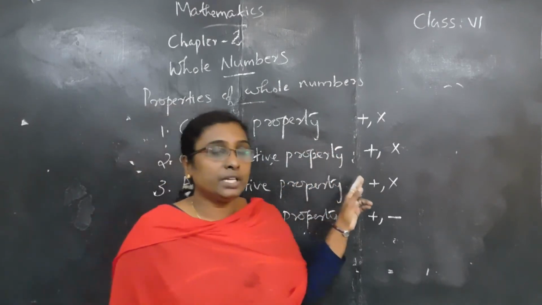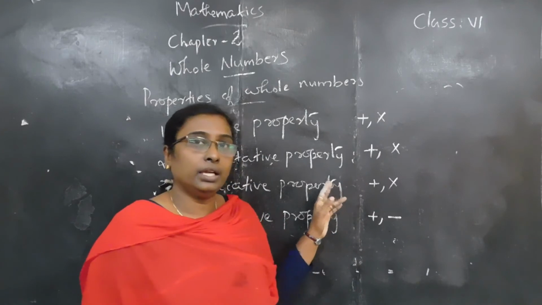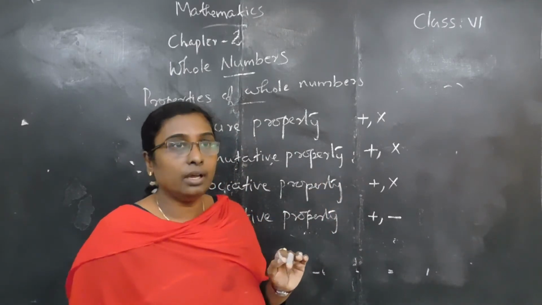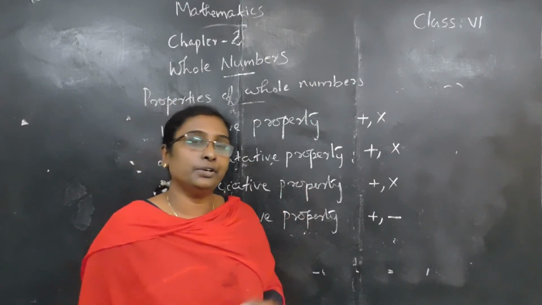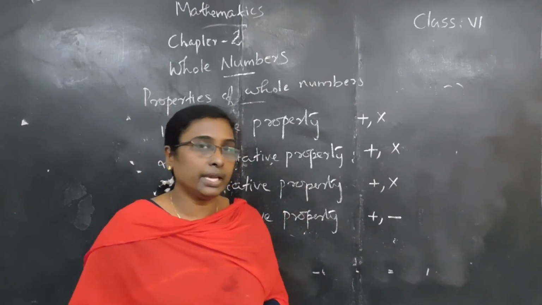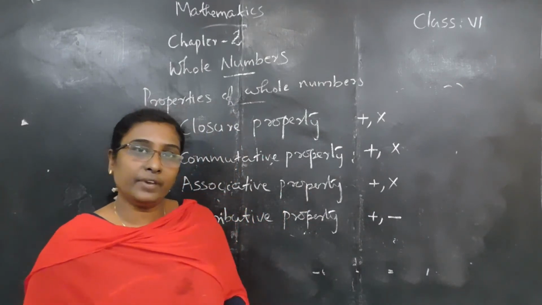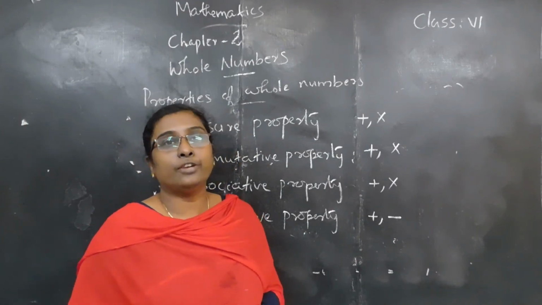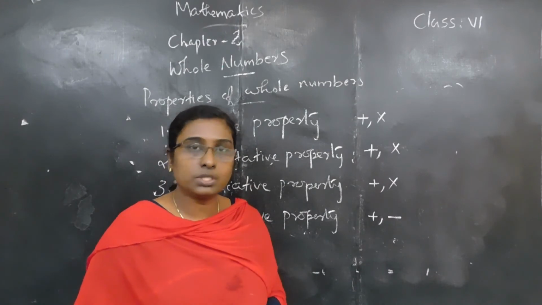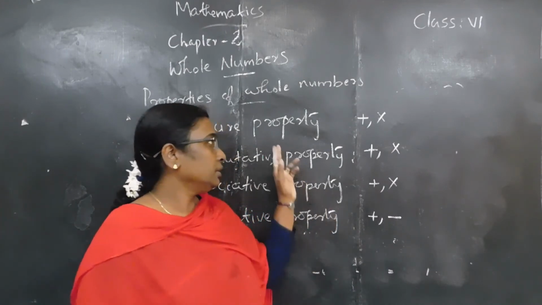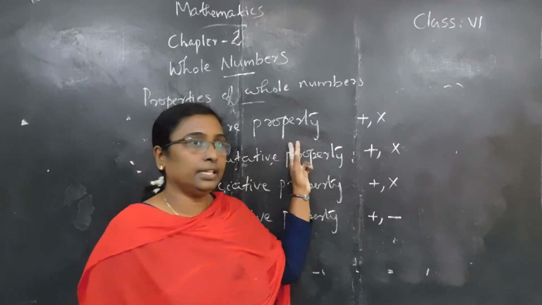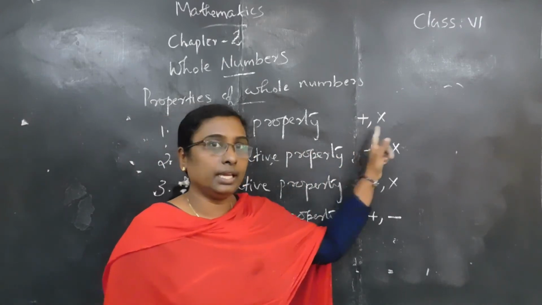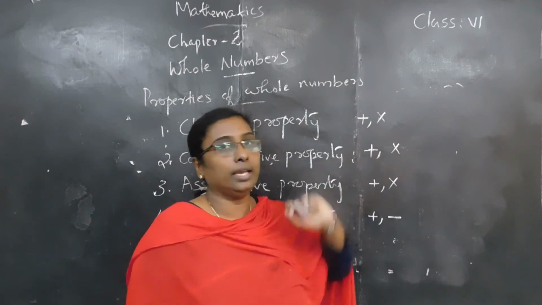Then, in case of multiplication, if we multiply 2 whole numbers, the result is always a whole number. Therefore, the whole numbers are closed under multiplication. And if we divide 2 whole numbers, the result is not always a whole number. Therefore, the whole numbers are not closed under division. In brief, the whole numbers are closed under addition and multiplication only.